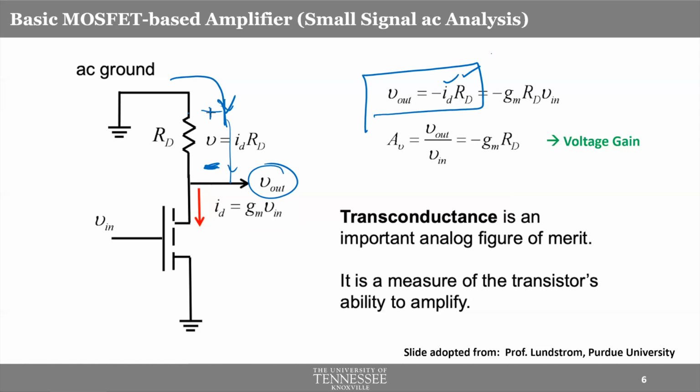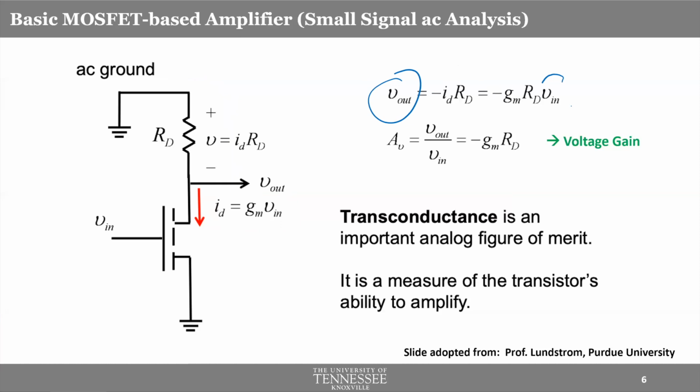Negative ID RD. Now again, ID could be replaced as gm V in, right? And that's what we have done here. We have replaced ID with gm V in. Now, what we have finally is V out somehow related to V in, and amplification is nothing but that. The amount of amplification could be approximated by looking at the ratio between the output voltage and the input voltage. So we are trying to calculate V out over V in.